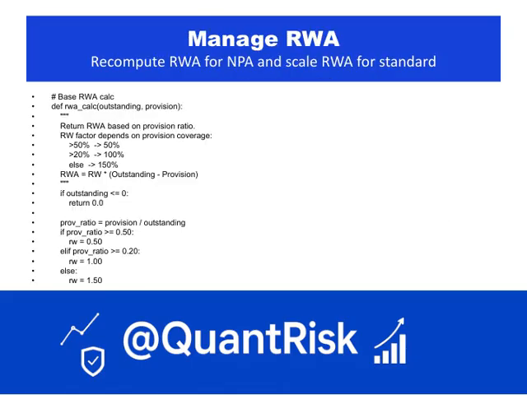Manage RWA. Recalc based on provision coverage. Coverage greater than 50% → RW equals 50%. Coverage greater than 20% → RW equals 100%. Else RW equals 150%. Formula: RWA equals RW times outstanding provision.